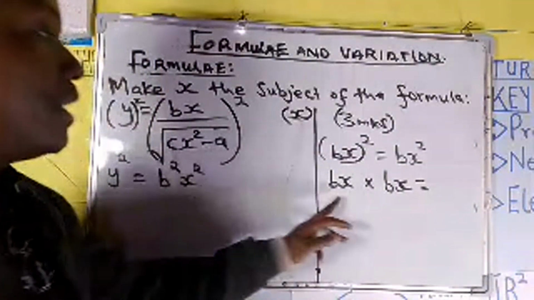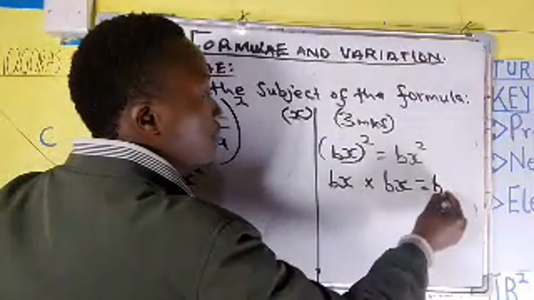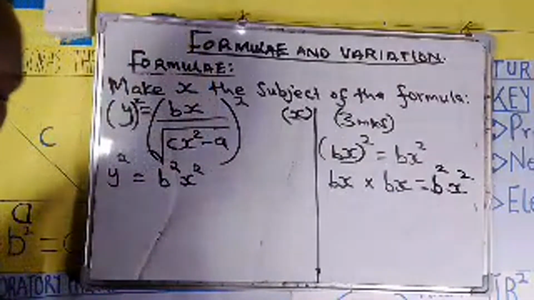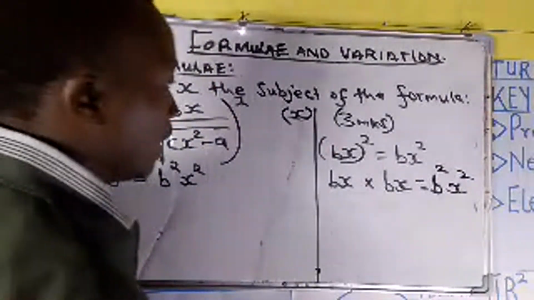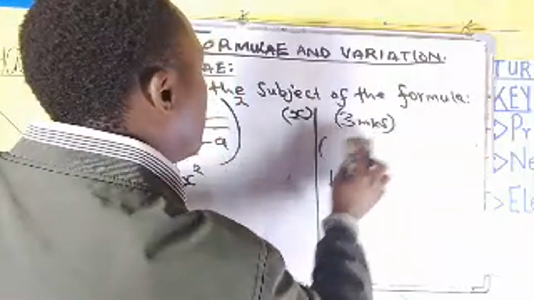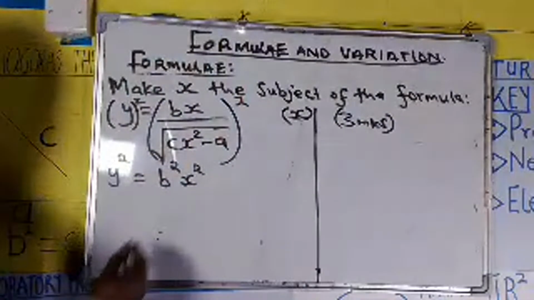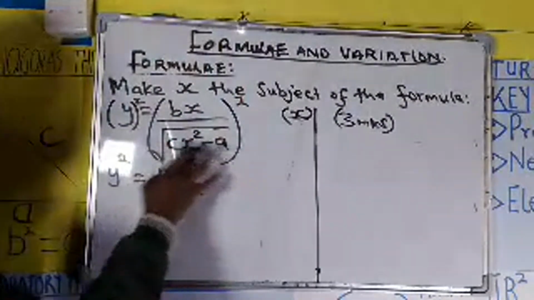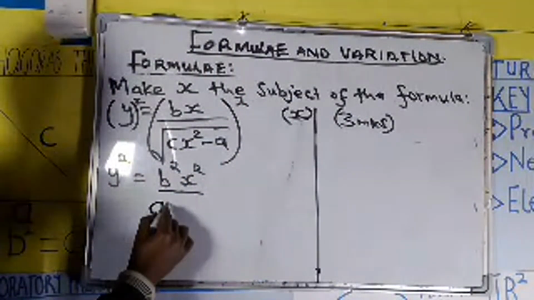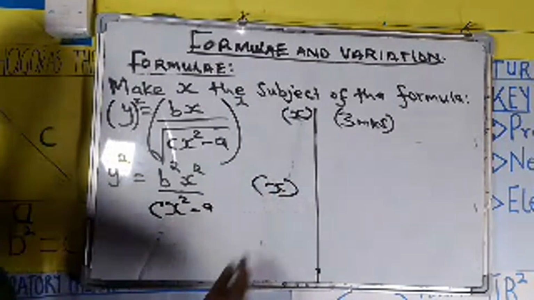And when you multiply bx times bx, it is going to give you b times b is b squared. X times x is x squared. It is going to be b squared x squared. So it is going to be b squared x squared over, ya chini itakuwa, ukisquare ya chini tumesema hiyo square root sign itaisha, ibaki cx squared minus a. And that is going to be x.